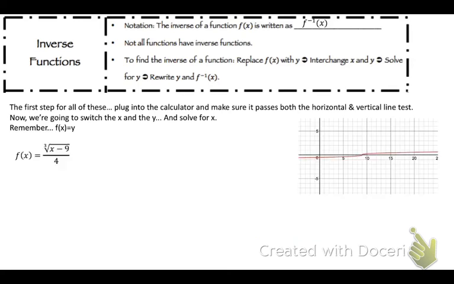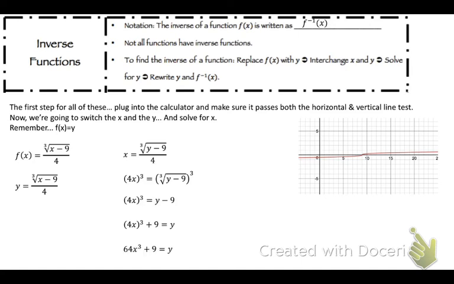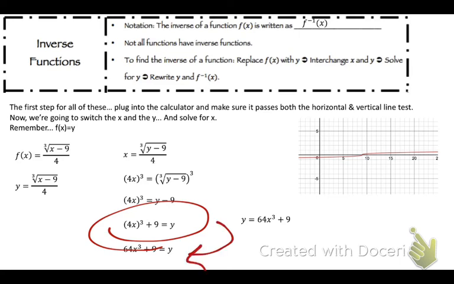Next one. Here, plug it in. That does pass both of them. Switch our x and our y's. Here, get rid of the fraction first, multiply by 4. So you get 4x equals the cube root of y minus 9. Cube both sides, so you get (4x) cubed equals y minus 9. And then add that 9 over. Honestly, either one of these would be fine with me. If you left it here, I wouldn't mark it wrong. If you go to here, that's probably a little more correct, but basically the same thing.